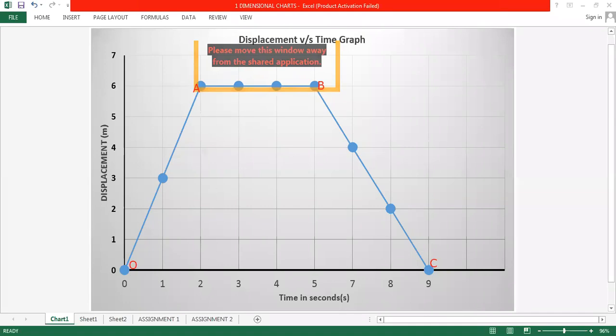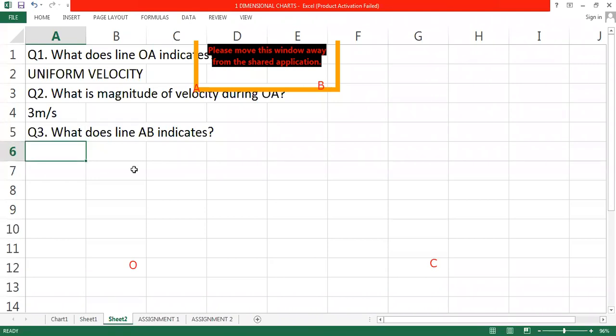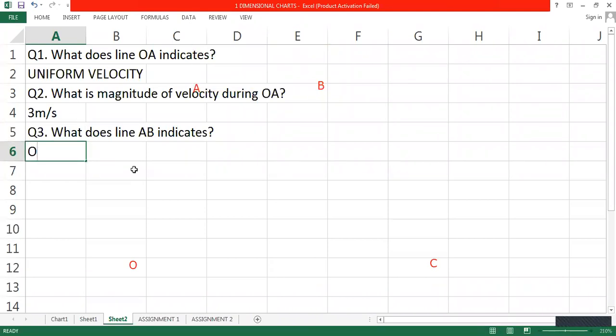Yes. Very good. So what does it indicate? It indicates that the object is at rest. Remember Krish and Om, whenever it's a straight line parallel to the x-axis, it indicates that the object is at rest. Okay. So what does the line AB indicate? Object at rest. Next question now.